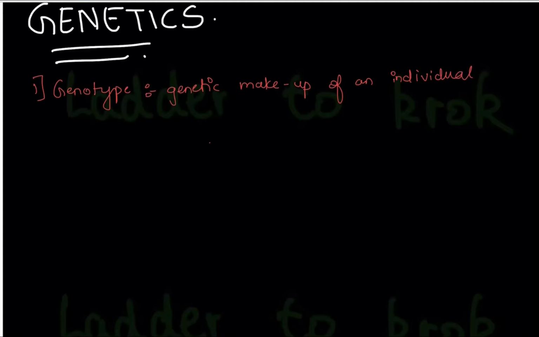Some of you have straight hair, some of you have curly hair, some have blue eyes, some have green eyes, some have brown eyes. All these differences are because they all have different genetic makeup. So that is their genotype.